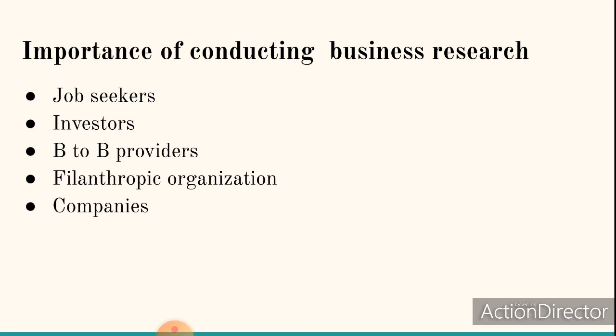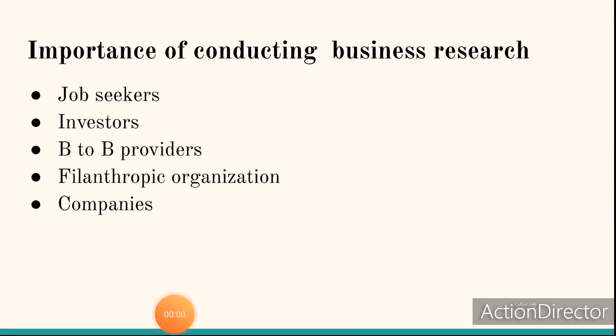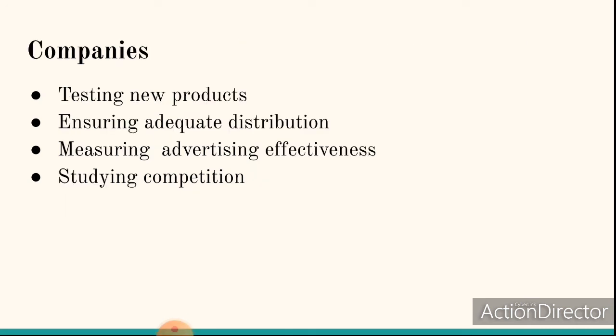Next is companies. All companies conduct various business research for getting various results. The various reasons for conducting research in a company are testing new product, ensuring adequate distribution, measuring advertisement effectiveness, studying competition. First one is testing new product. When the company introduces a new product in the market, the company must know whether it is a success or not. So, for understanding this, they do business research. Next is ensuring adequate distribution. Companies may also use business research to ensure whether the distribution channel is effective or not.